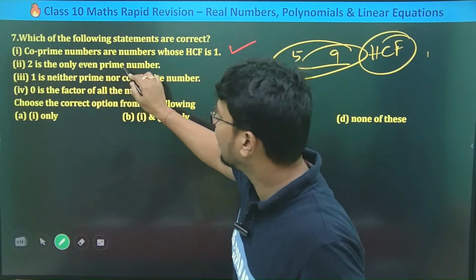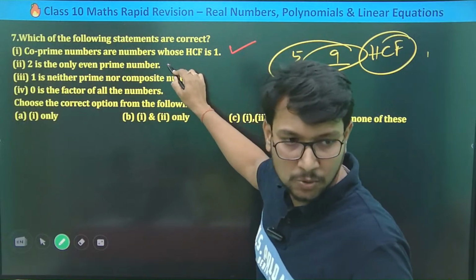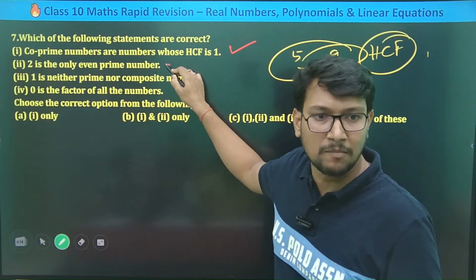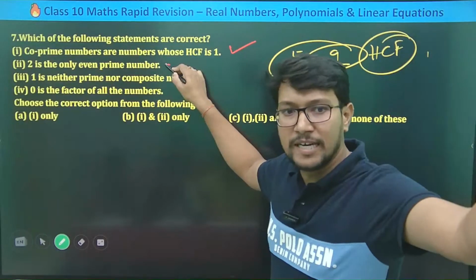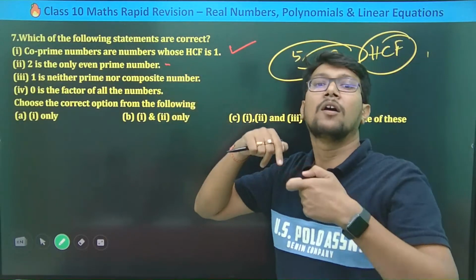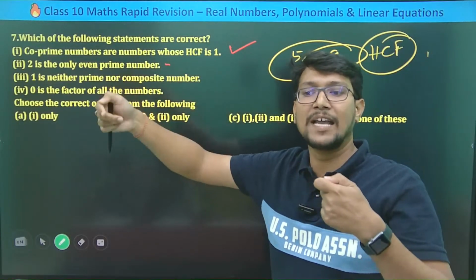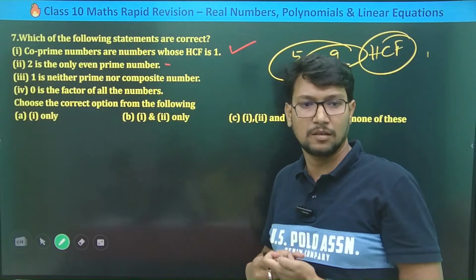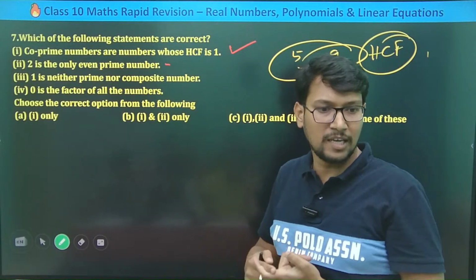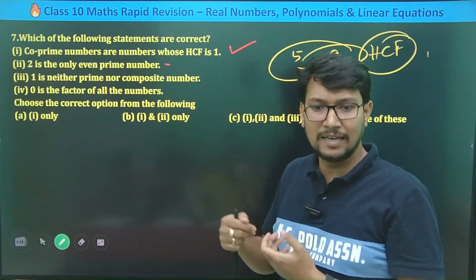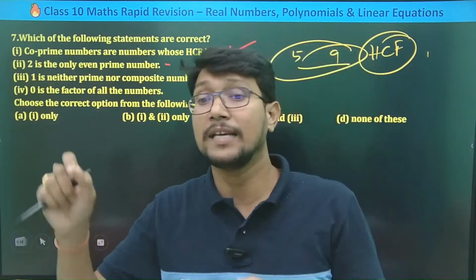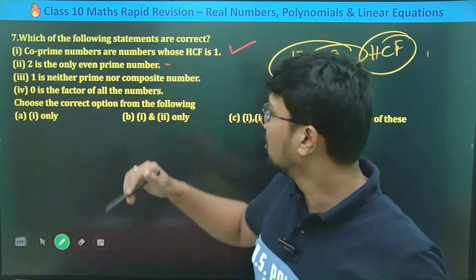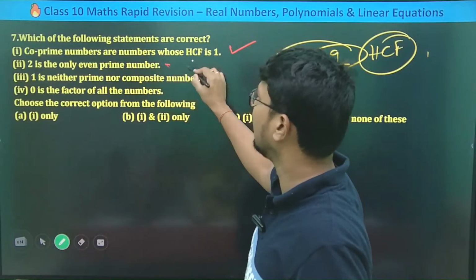2 is the only even prime number. Yes or no? All other even numbers are composite. Check it. After 2, all prime numbers are odd: 3, 5, 7. Is there any other even number except 2 that is a prime number? No. So 2 is the only even prime.